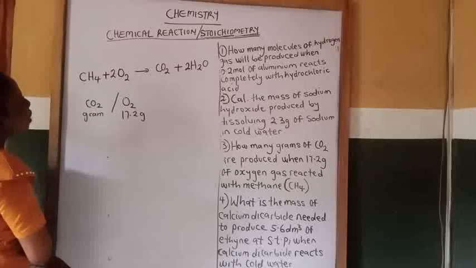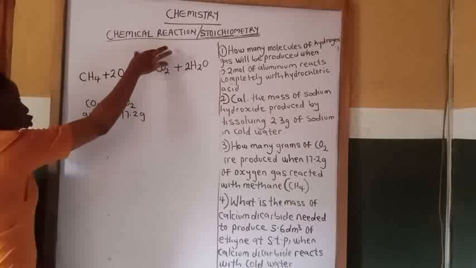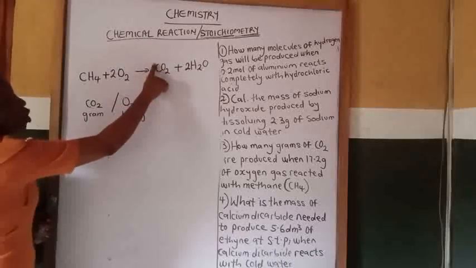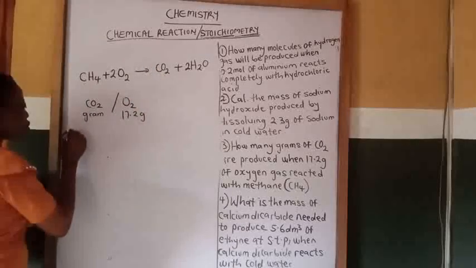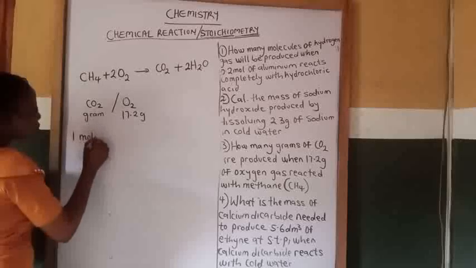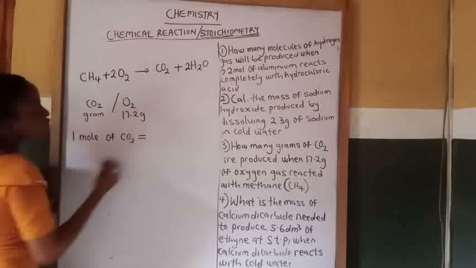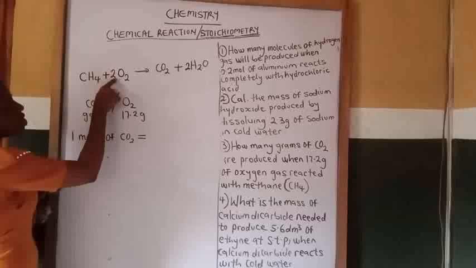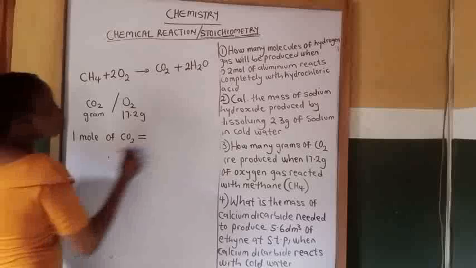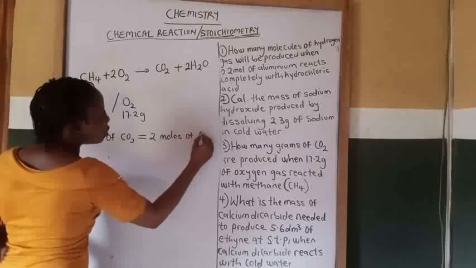So we are going to write the number of moles of carbon 4 oxide and oxygen out of this chemical equation. How many moles of carbon 4 oxide do we have here? The coefficient here is 1, so we say 1 mole of CO2 produced. How many moles of oxygen? From this equation we have 2 moles because the coefficient here is 2. So 2 moles of oxygen.